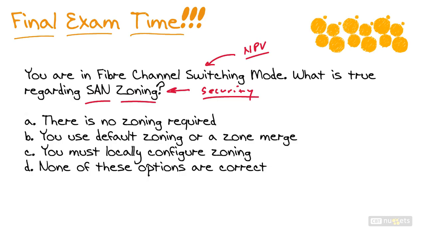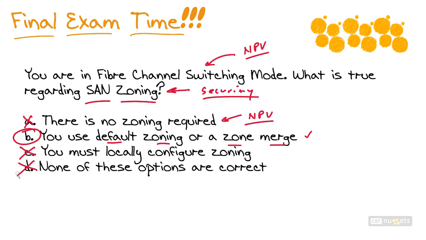There is no zoning required? Aha! This would be true if we were in the NPV mode, but we're not, so it can't be A. B, you use default zoning or a zone merge in order to get the zoning to the switch. This is absolutely correct. B is our correct answer. But remember, we'd never stop here in the exam. I'd want to sanity check C and D. You must locally configure zoning. No, we cannot do that when we're in fiber channel switching mode on the Fabric Interconnect. And finally, none of these options are correct. No, there was one that was correct. It was option B.